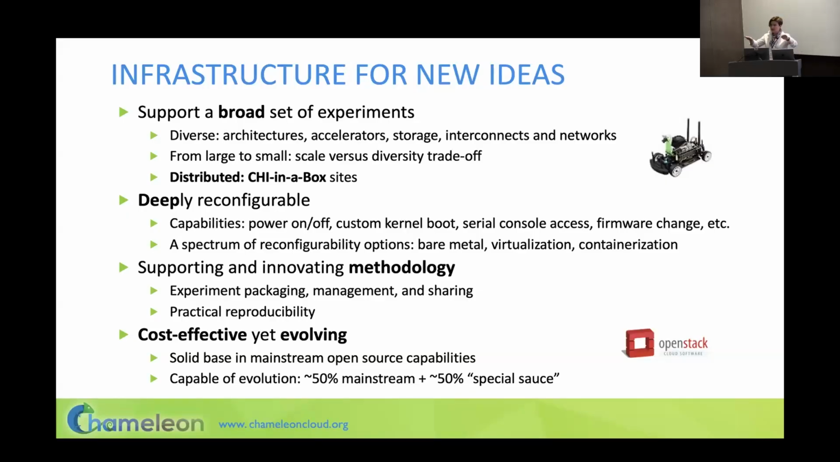So some basic parameters, the most important thing to know about the system. If you're new to the system, first of all, we support a broad set of experiments, or aspire to support a broad set of experiments. So we have very diverse hardware with many different hardware types, so that investigators can look at how their algorithms change across a range of hardware. We support from very large hardware to small devices. So small devices meaning edge computing systems, Raspberry Pis, systems that you deploy in the field.